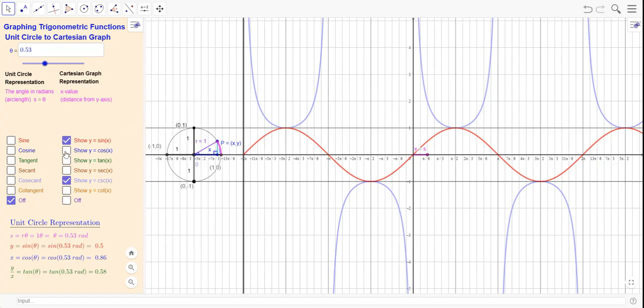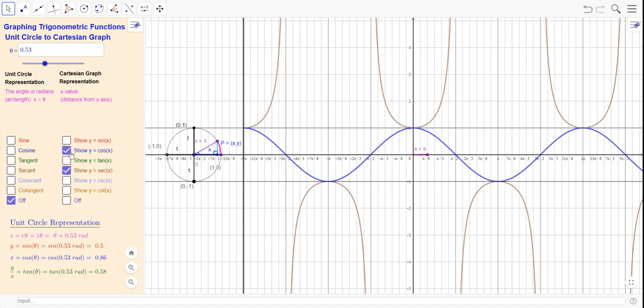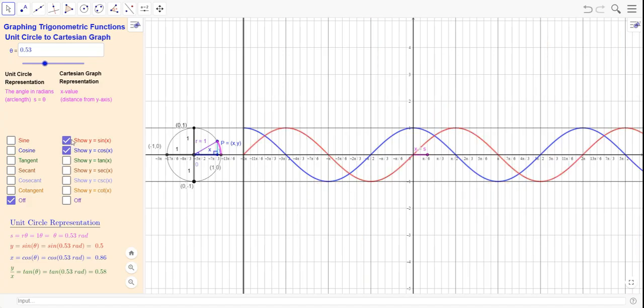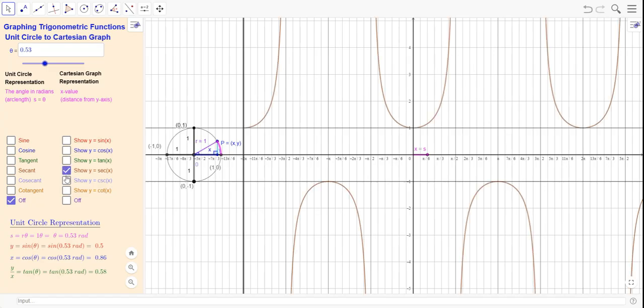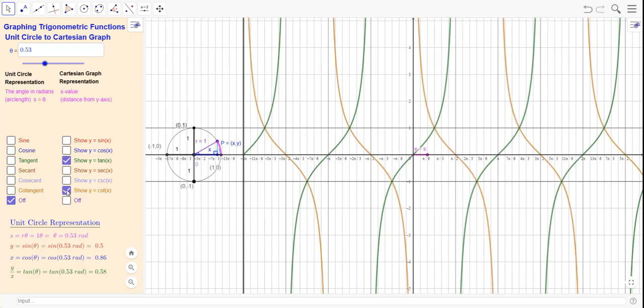A similar relationship between cosine and secant. Sine and cosine are just shifted apart by pi over 2. Secant and cosecant are just shifted apart by pi over 2. Tangent and cotangent, not shifts. It's actually a reflection with a shift.